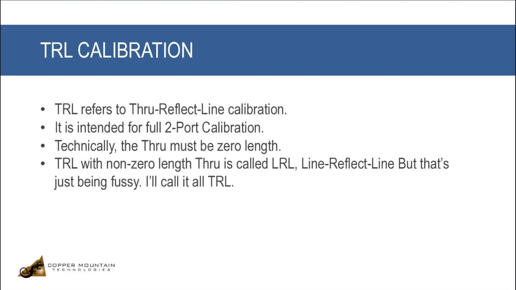Okay. Let's talk about TRL. TRL refers to through reflect line calibration. Now, this is very interesting. It's really intended for full two-port calibration. I don't think there's any way to do a one-port TRL.